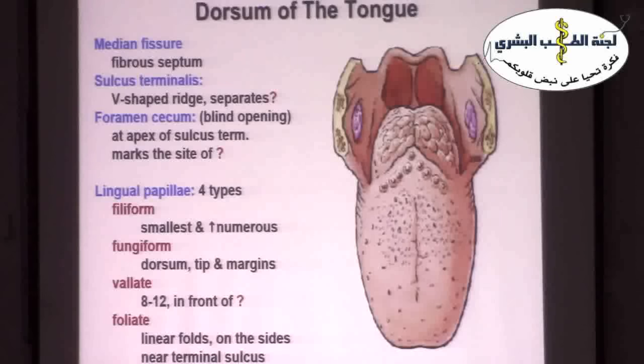I have a very important question now that I want to ask you, and you have to find the answer for the next lecture. I mentioned in the posterior part there are no lingual papillae. We agree on this? The lingual papillae, you will find only in the oral part. Now in the pharyngeal part, there are no lingual papillae. The question is: are there taste buds on the pharyngeal part of the tongue? If there are no lingual papillae, does this mean there are no taste buds, or will there be taste buds? So I want the answer for this question, okay? Next time.